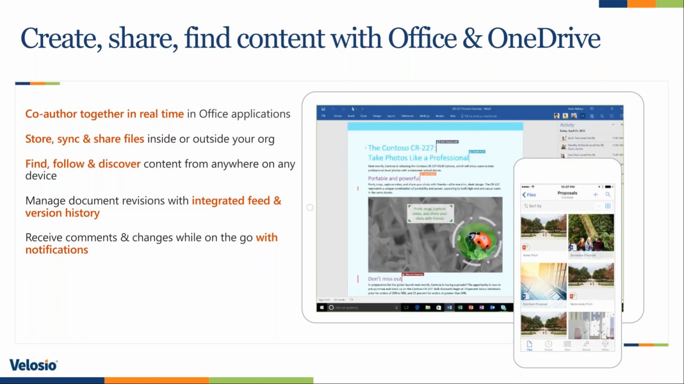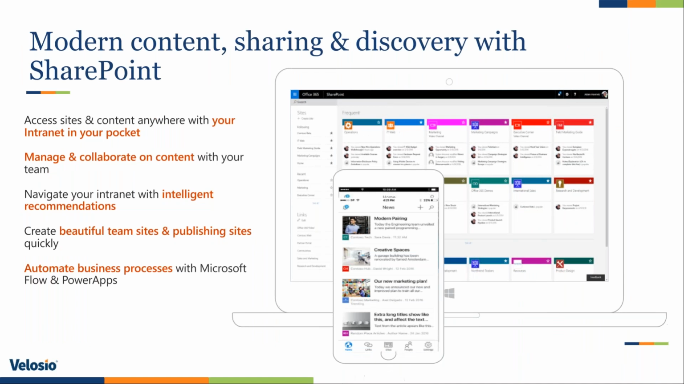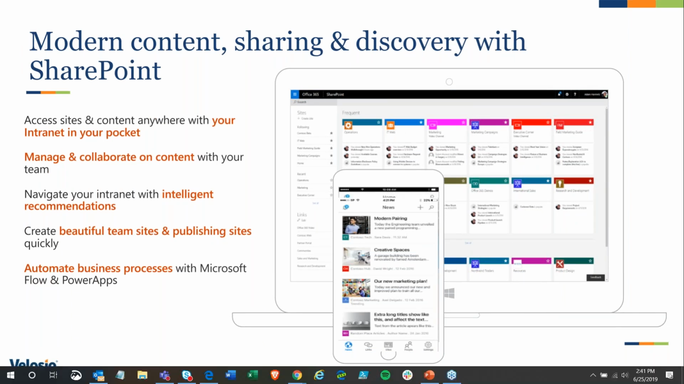So on this last slide here, we're going to talk about some of the modern content and the sharing and discovery within SharePoint and SharePoint Online. The ability to access sites and content anywhere with internet in your pocket, because with the Microsoft Office 365 stack, you do have the ability to consume that content very similarly across all devices, whether it be a tablet, a mobile device, or a desktop or a laptop device. You'll be able to navigate the intranet intelligently with recommendations, and you also have the ability to see and stream beautiful team sites and publishing sites natively directly out of SharePoint, even with the mobile app that's there. So a lot of exciting things as far as SharePoint is concerned, which is a key component of many plans of Office 365.